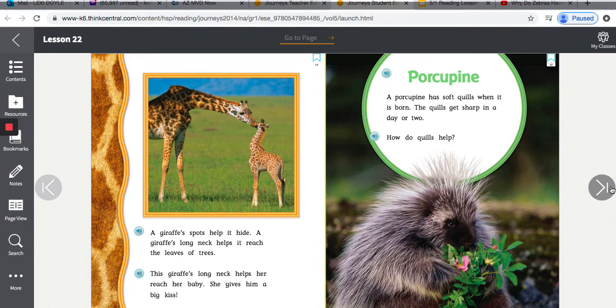Porcupine. A porcupine has soft quills when it is born. The quills get sharp in a day or 2. How do quills help? How do we think these long, sharp quills are going to help a porcupine? Turn and talk.